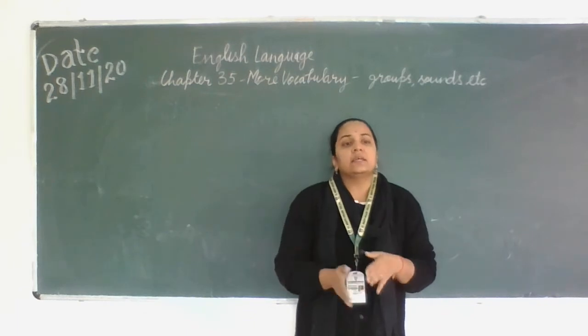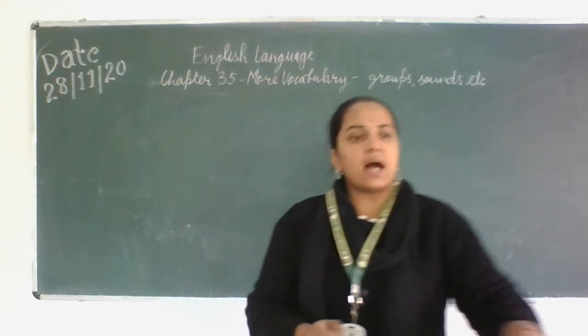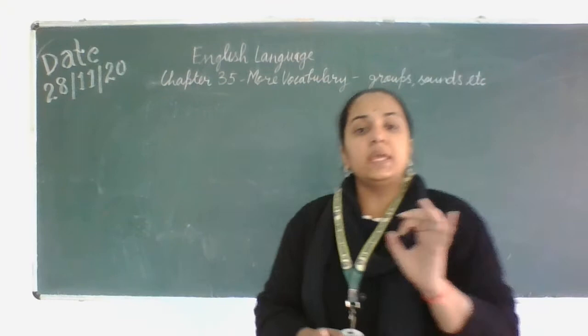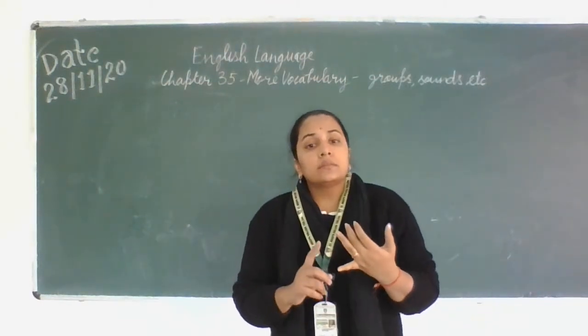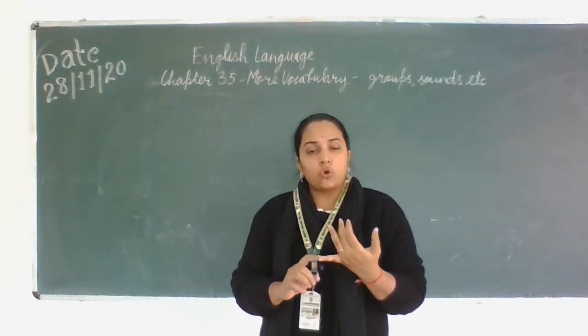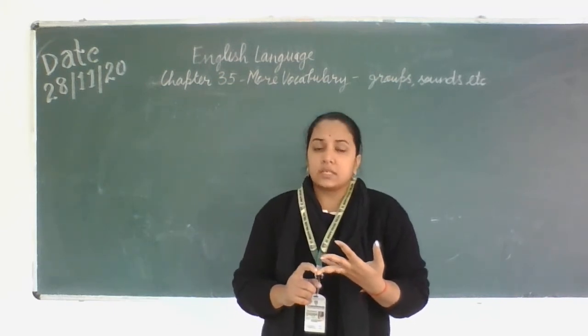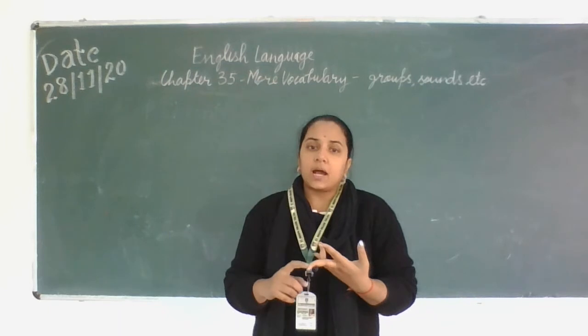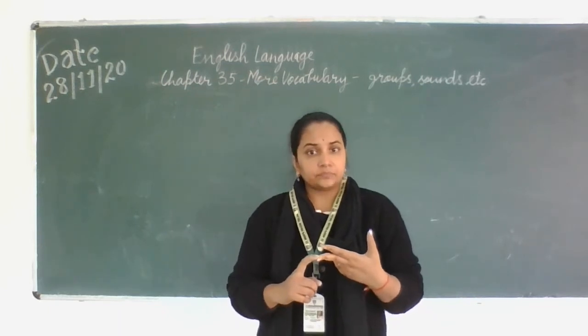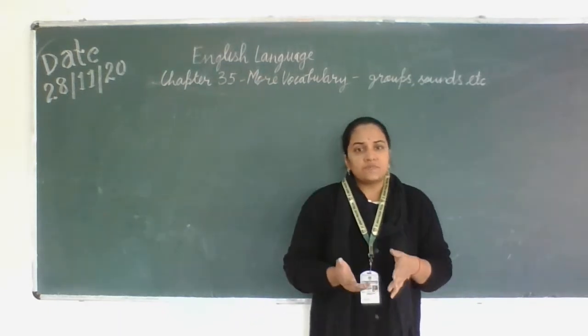And the second thing that we have learned in the previous class is the names of baby animals. Like the baby animal of the dog is called puppy, the baby animal of cat is called kitten, the baby animal of duck is called duckling. So all this we have learned.